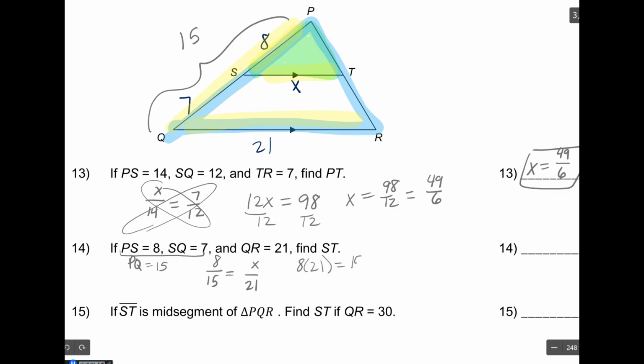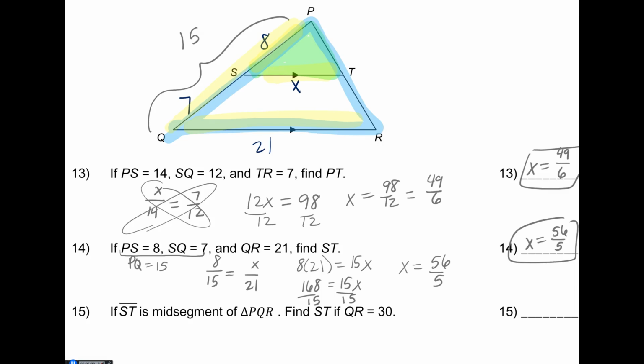8 times 21 equals 15x. So 168 equals 15x. Divide by 15 on both sides. Exactly. X equals 56 over 5. I appreciate that it's already simplified. You gave it to me in simplified form. Awesome.